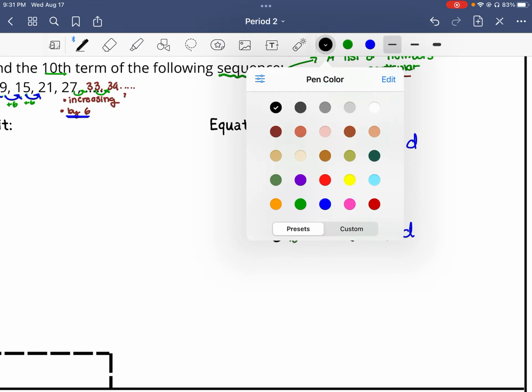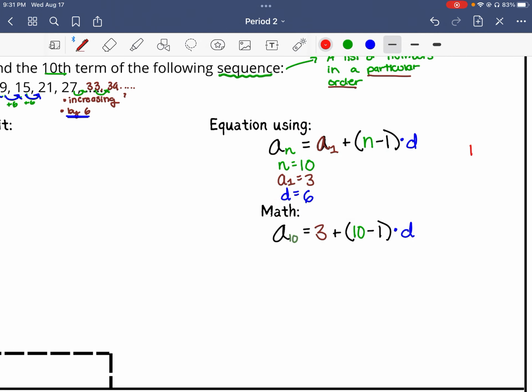Now, I want to take a second to remind you of PEMDAS. This is our order of operations, okay? So our first ones are parentheses, exponents, multiplication, division, addition, and subtraction. So we're going to take care of our parentheses first. So this would equal 3 plus 9 times our D.